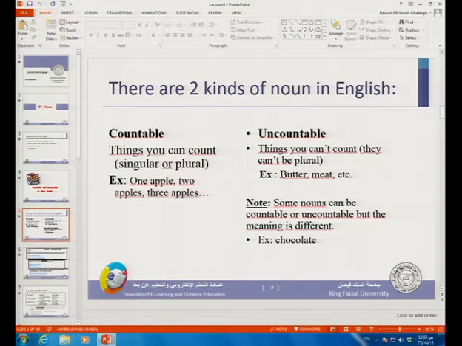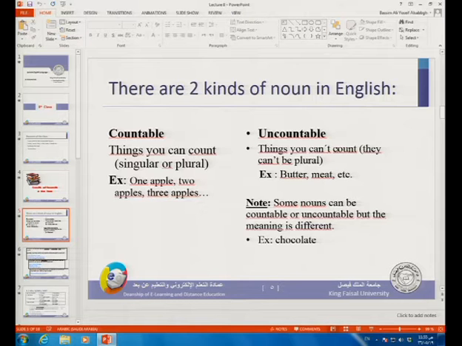They can be singular or plural. I can say 1 apple, 2 apples, 3 apples, 1 car, 2 cars, 3 cars. You see? Uncountable nouns, on the other hand, are things you cannot count. They cannot be plural, right? When I say, for example, butter, can we count it? Can we say 2 butters, 3 butters? Meat, can we say 2 meats, 3 meats? No, we can't say that.